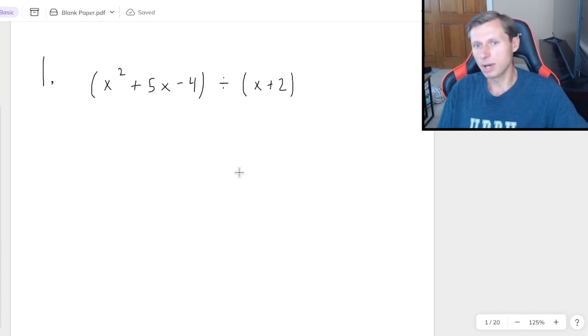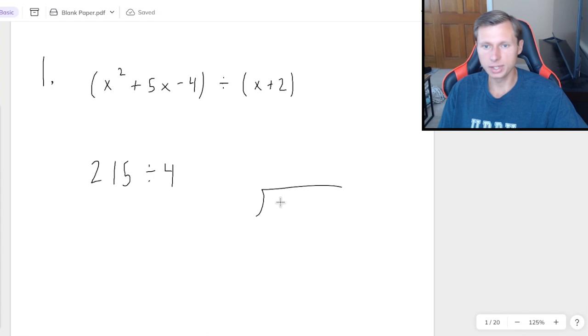So just as a quick reminder, if I wanted to do something like 215 divided by 4, we know what we would do. We'd make that little house. On the inside of the house is the 215. On the outside is the 4. And you ask yourself, how many times does 4 go into 2? Well, none. So then you look at 4 goes into 21. 5 times. You do 5 times 4 to get 20. Subtract 20, you're left with 15.